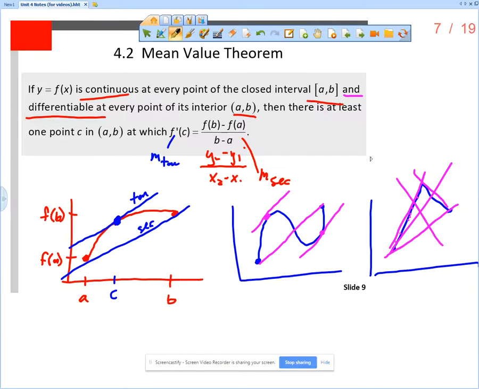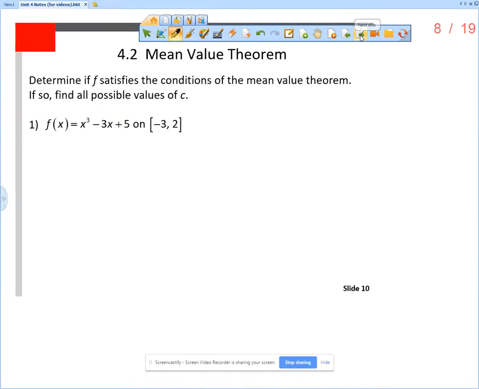All right, so let's see another problem involving the mean value theorem. It says determine if f satisfies the conditions of the mean value theorem. If so, find all possible values of c. So f of x equals x cubed minus 3x plus 5 on the interval negative 3 to 2. First of all, does f satisfy the conditions of the mean value theorem?